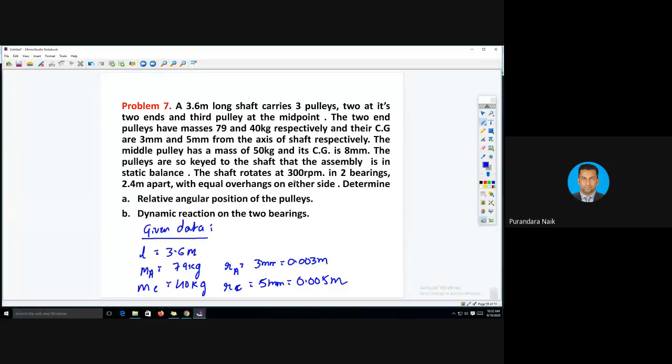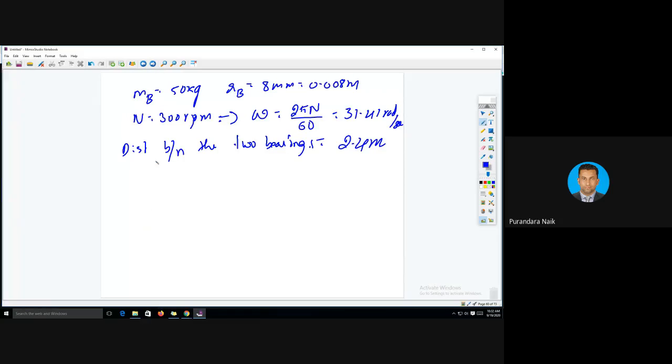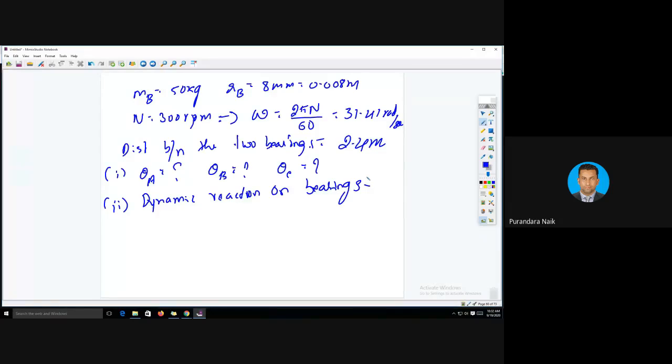Determine the relative angular positions of the fillets, that is fillets A, B, C. There are 3 fillets. We need to find out theta A, the angle of fillet A, and theta B. That is the first question. And theta C we need to find out. That is the second question. Dynamic reactions on bearings, that we need to find out. That I'll tell you what it is. Dynamic reactions. So that is the second question. I think all of you copied this given data. Let us go to the next step.